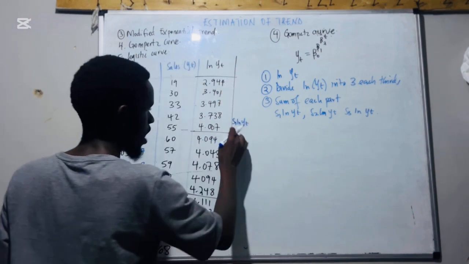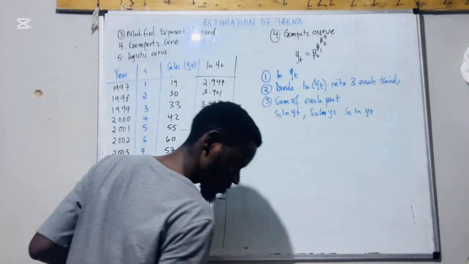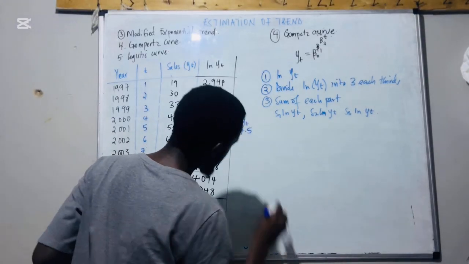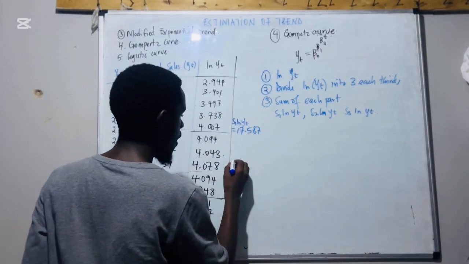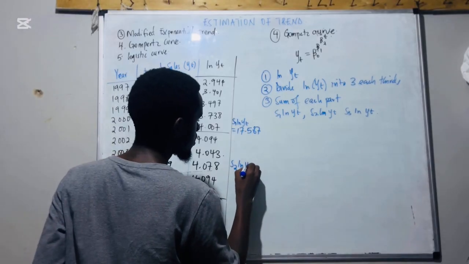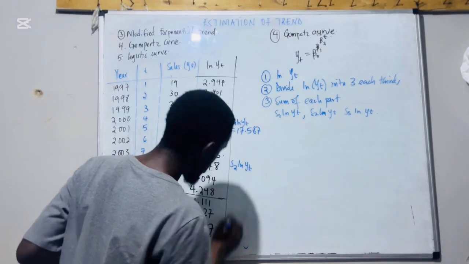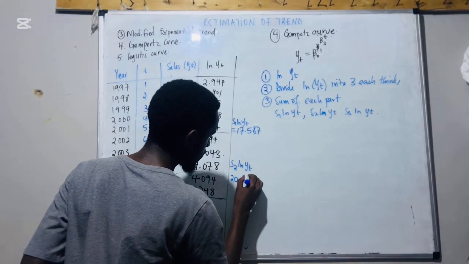If I add these ones, what's my answer? My answer, I have something like 17.587. Then what is now our S2 ln yt? It's going to be, if I add this second third, I will have 20.558.